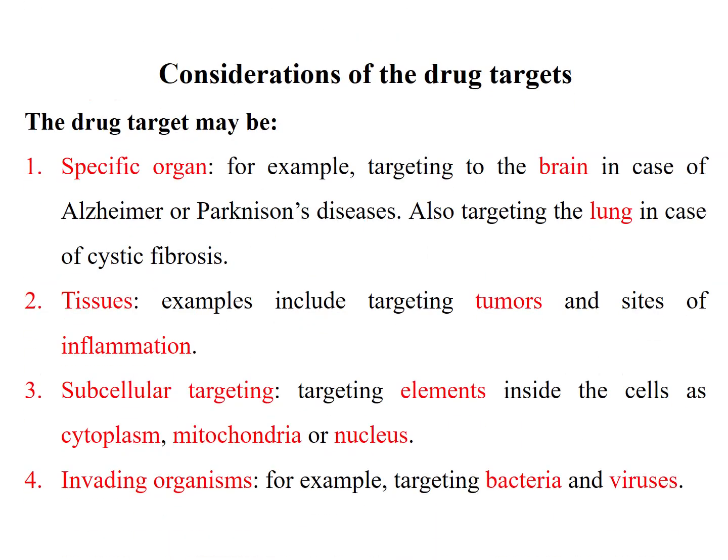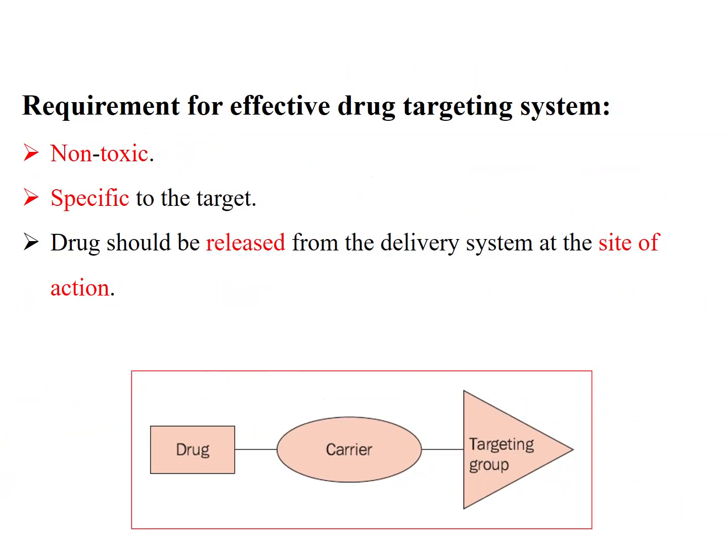Drug targets may include specific organs, such as the brain in Alzheimer's or Parkinson's diseases, or the lung in cystic fibrosis. Targets also include tissues like tumors and sites of inflammation, subcellular components such as cytoplasm, mitochondria, or nucleus, and invading organisms like bacteria and viruses. An effective drug targeting system must be non-toxic, specific to the target, and capable of releasing the drug from the delivery system at the site of action.